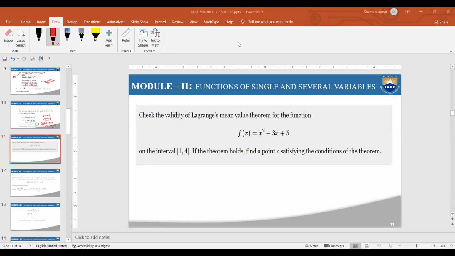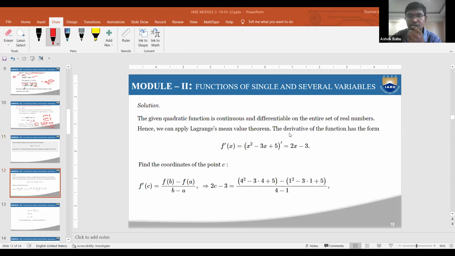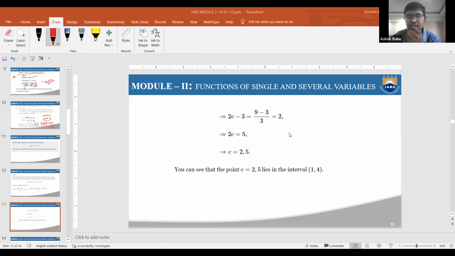Sir, c is equal to 3/2. C is equal to 3/2. Chidambaram, Gautam. Yes, sir. C is equal to something like that.